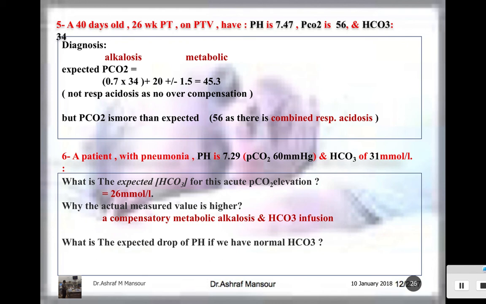What is the expected pH? If we have a normal bicarb of 26, there must be more of a drop in the pH. It will not be 7.29, it will be less. According to the calculation, the CO2, which is 60 minus 45, is 15, it will drop the pH by 0.12, so it will be 7.23. So here there is partial compensation.